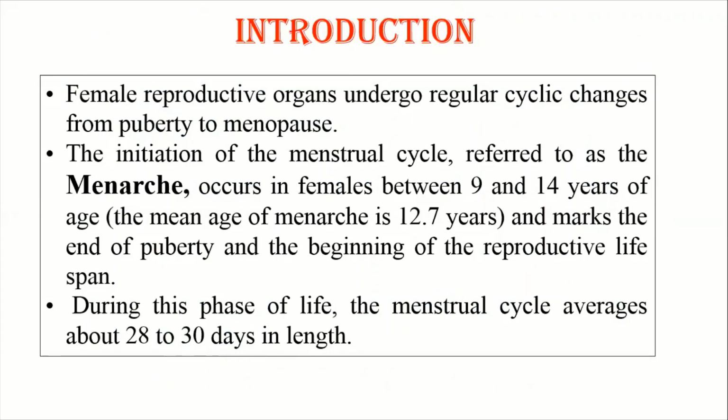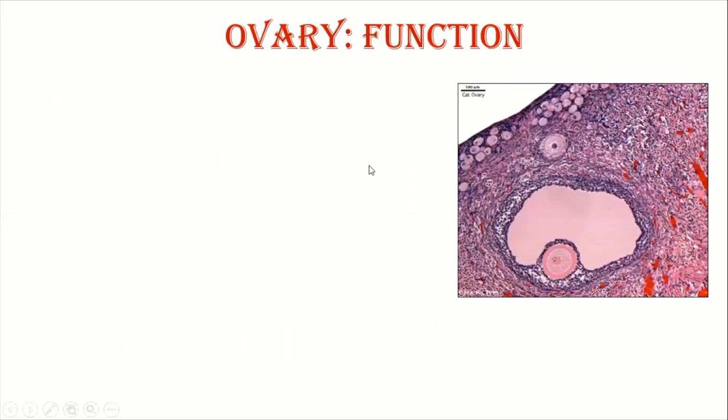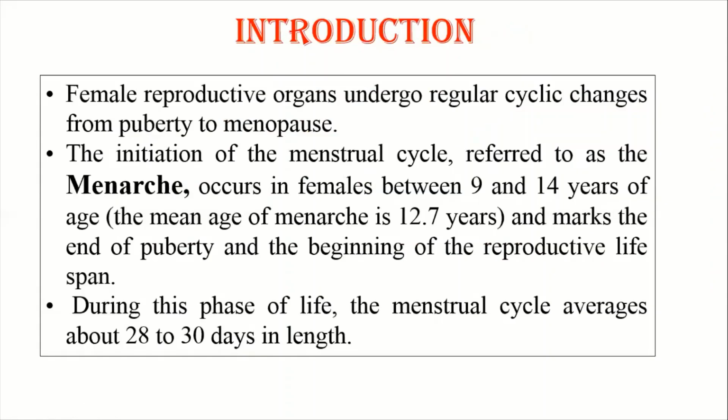Okay, and as you know, the female reproductive organs undergo regular cyclic changes from puberty to menopause. The initiation of the menstrual cycle is referred to as menarche. It occurs at about the age of 9 to 14 years in females and marks the end of puberty and the beginning of the reproductive lifespan. During this phase of life, the menstrual cycle averages about 28 to 30 days in length.